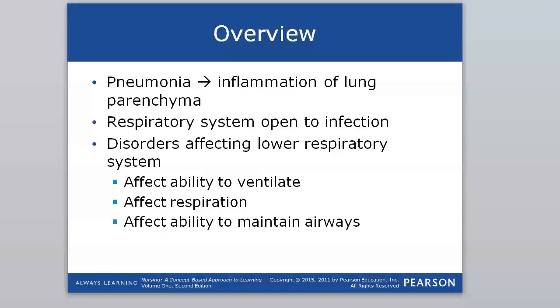All right, so I've got this PowerPoint in front of us. It's very detailed, but it really does give a great overview of exactly what is happening with a patient when he develops pneumonia. All right, it's inflammation of the lung parenchyma, and parenchyma is just a fancy term for tissue. And the respiratory system is open to infection, and this is definitely in that population that are immunosuppressed or have respiratory illnesses. And of course, it's disorders that affect the lower respiratory system, that affect the ability to ventilate, they affect respiration, and affect the ability to maintain airways.